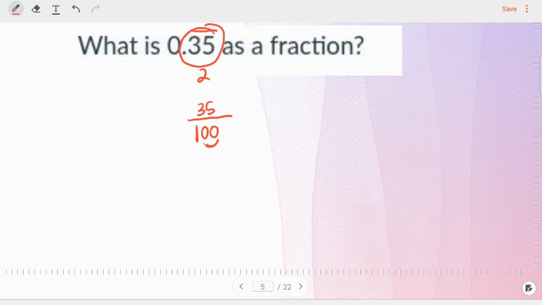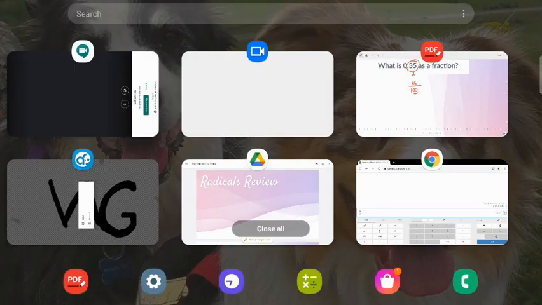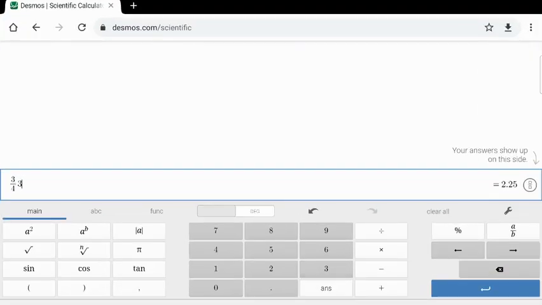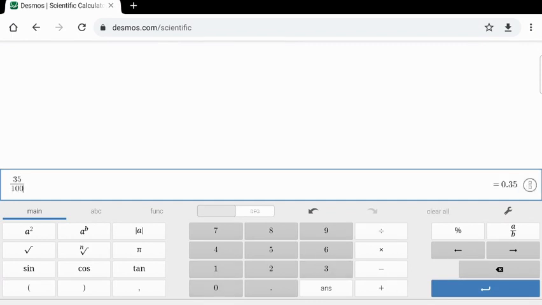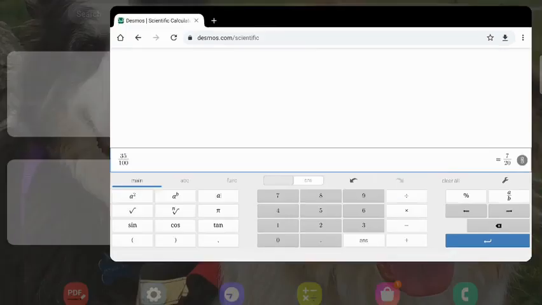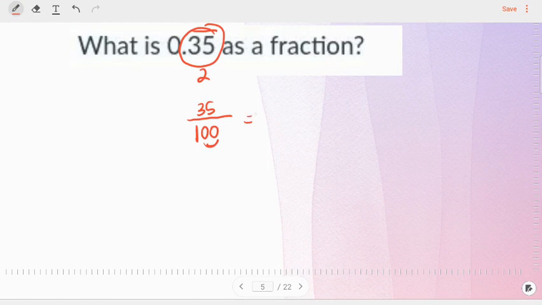If you're not confident simplifying, one way to always simplify correctly would be to use your scientific calculator. If I type in 35, clear it first, 35 divided by 100, I can see that over here it's 0.35, so I was right. But if I click on this button over here on the right hand side, it'll convert it to a fraction for me. So it simplifies to 7 over 20. That's my final answer, simplified.